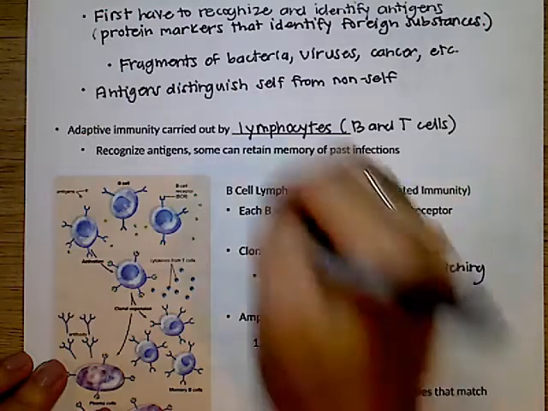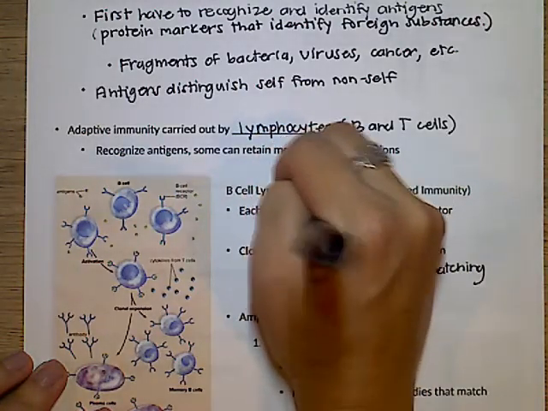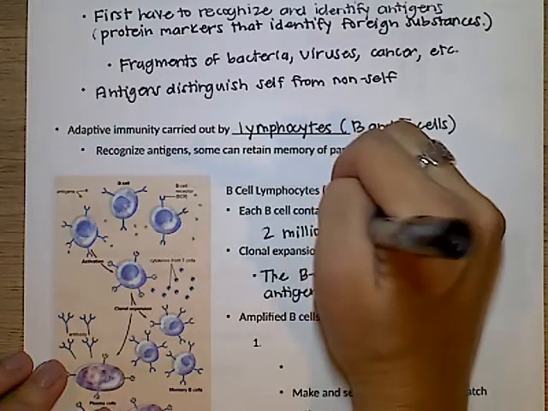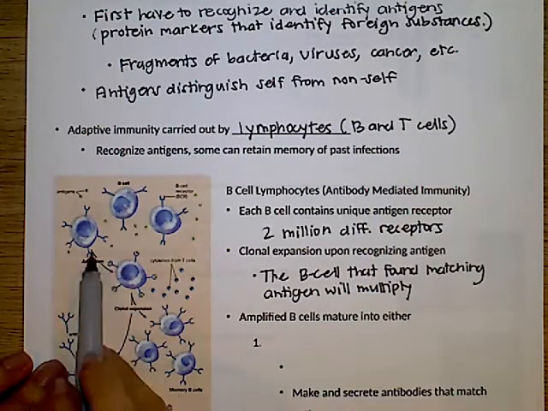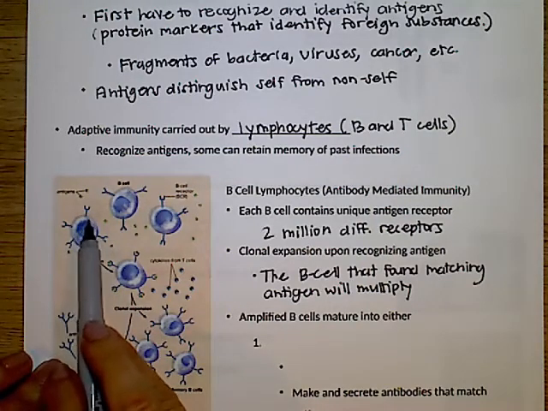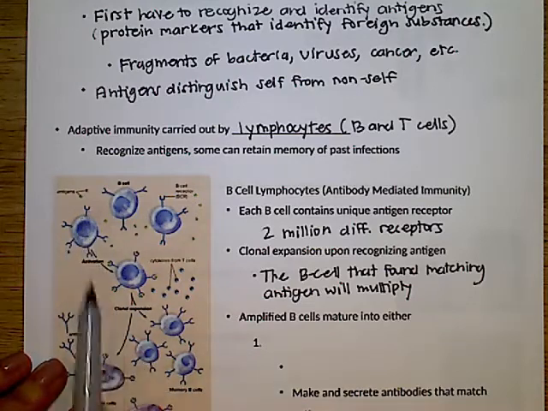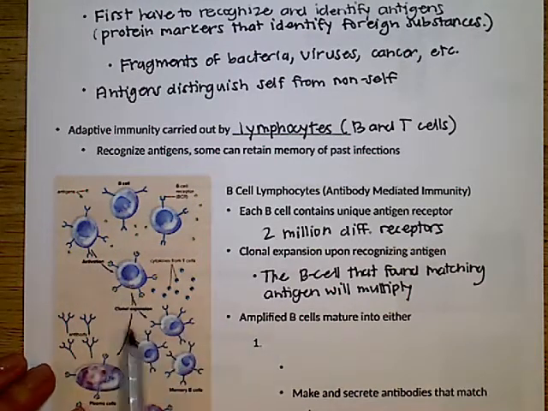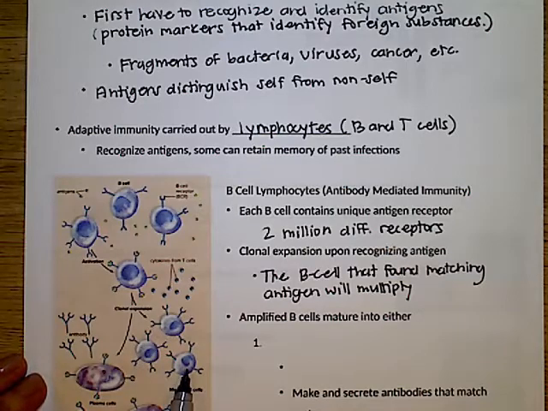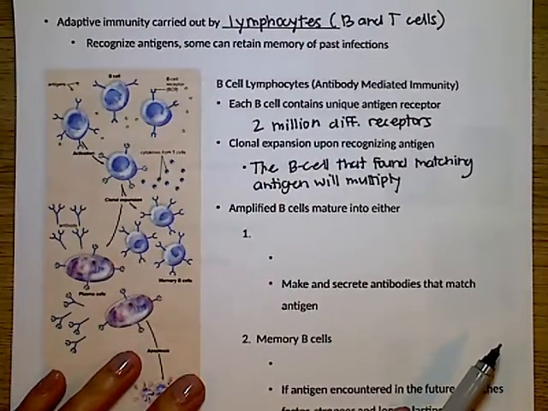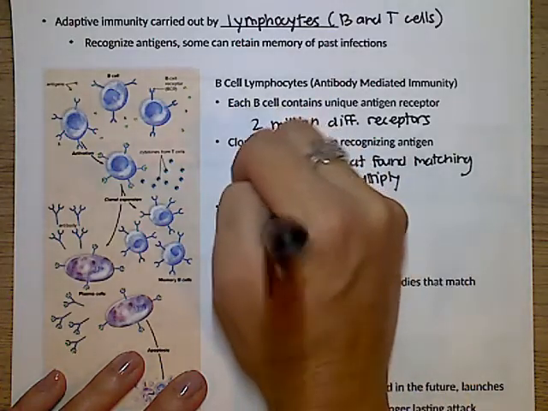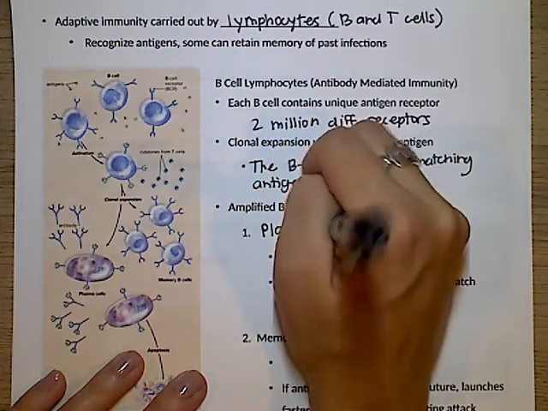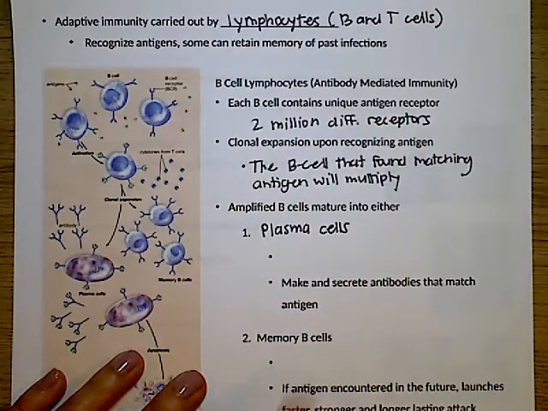Oh, and it does say here on my notes, 2 million, I was right. 2 million different receptors in your body. So if one of those gets activated, triggered, it can bind and fits with one of these receptors. Clonal expansion will occur. It'll make a whole bunch of copies of itself. And this will cause amplified B cells to mature into either plasma cells or memory B cells.